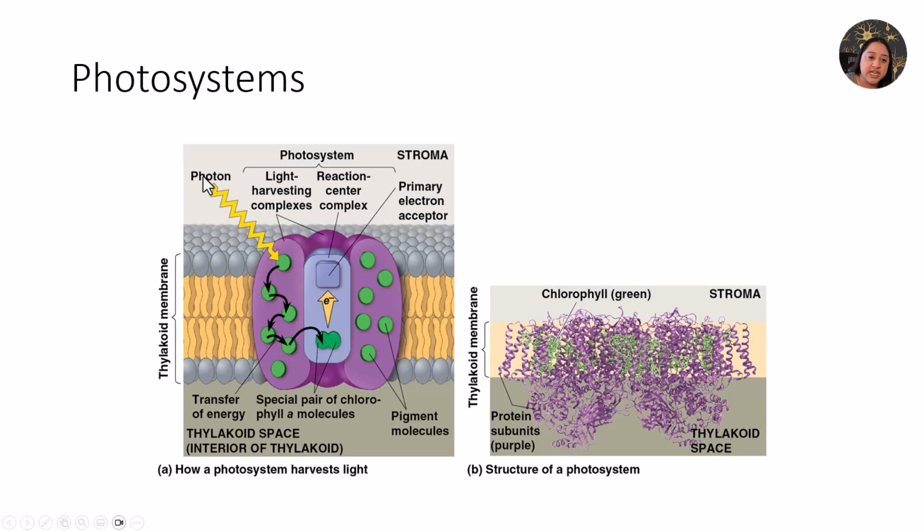So a photon hits this pigment. It bounces around, and then it bounces the energy to this special pair of chlorophyll A molecules, and that can transfer an electron to something else, the primary electron acceptor. So this is how we show it, but the actual structure is a lot more complex. But again, it's just easier to kind of show them as blobs. So this is what it looks like more.